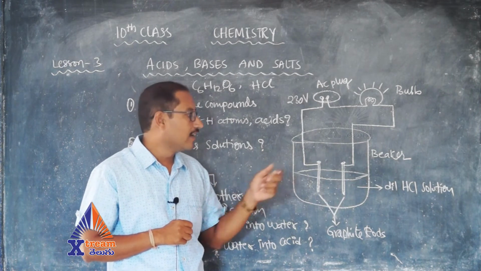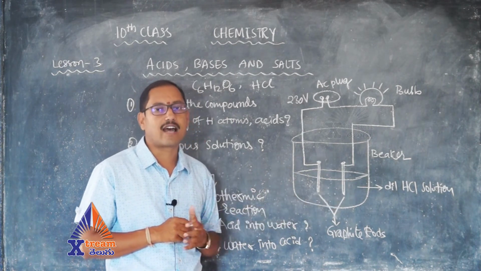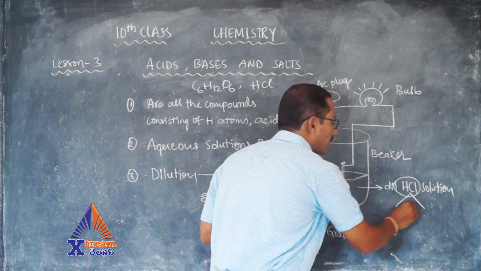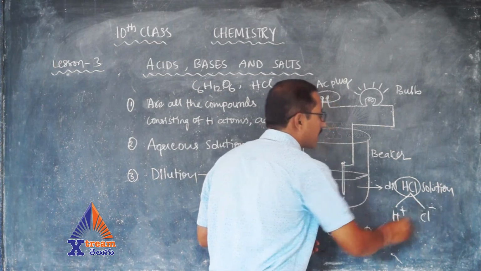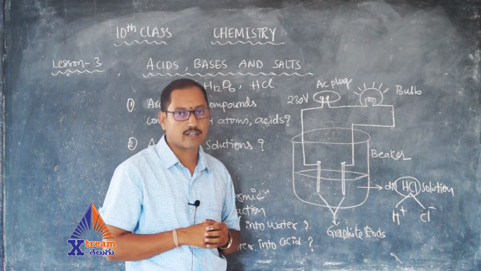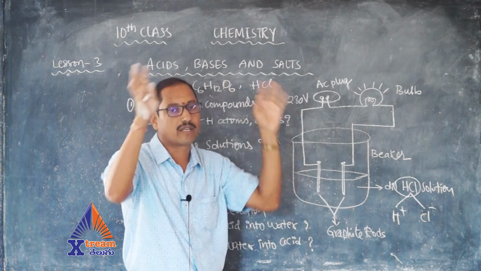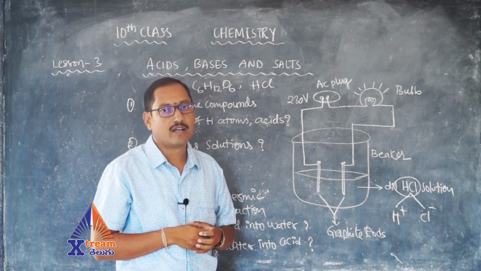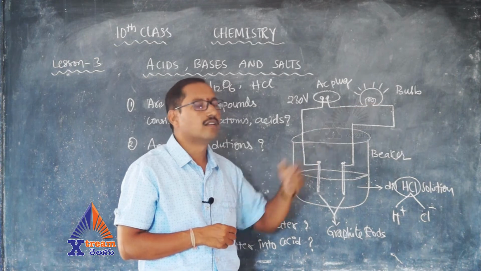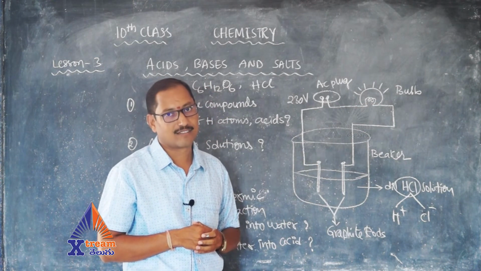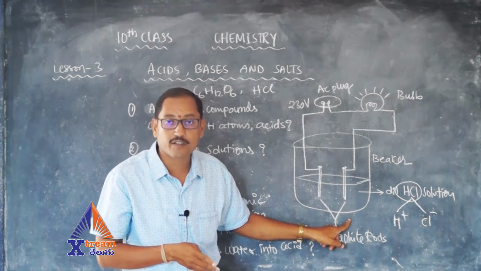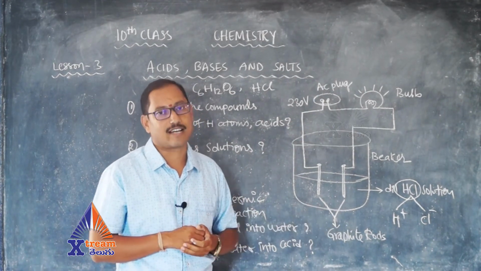Because here, as soon as HCl is added into water, HCl is going to be divided into H plus ions and Cl minus ions. These ions will travel from one electrode to another electrode, passing the current or making the circuit complete. As the circuit has been made complete, we get the bulb glowing. So whenever you get an indication that the bulb is glowing, that means H plus ions are there. That means it is an acid.